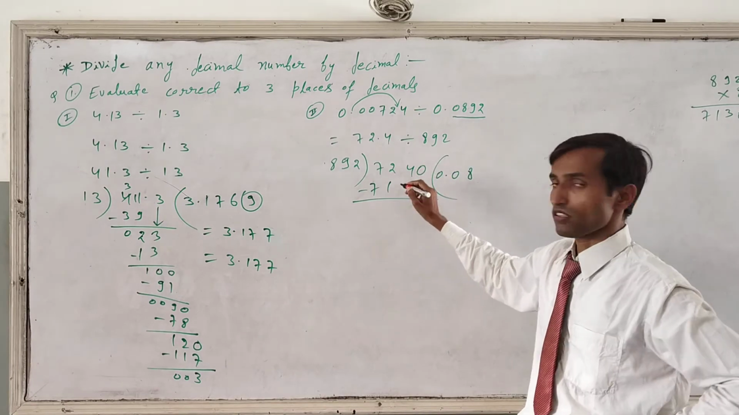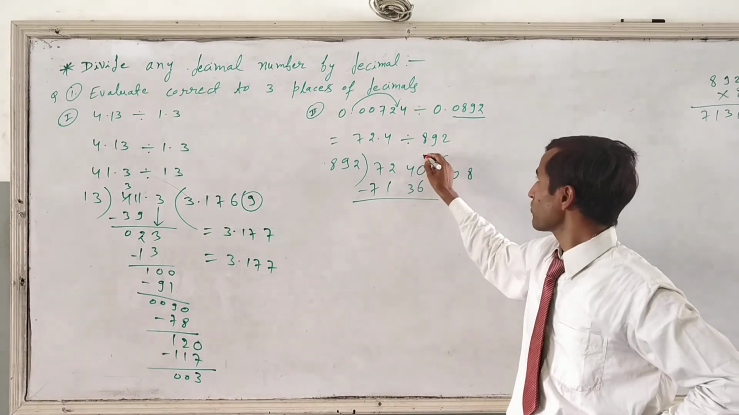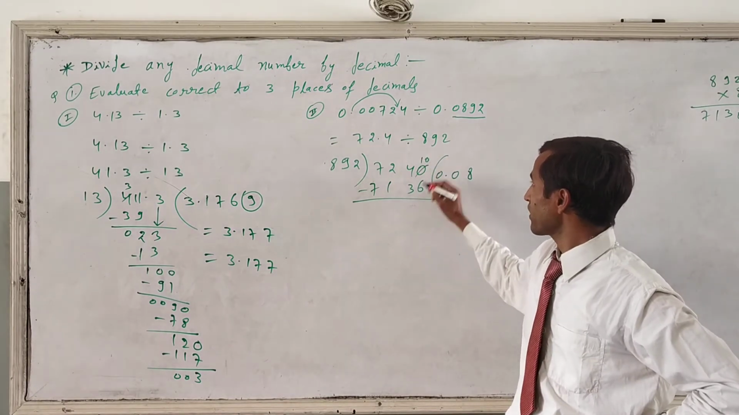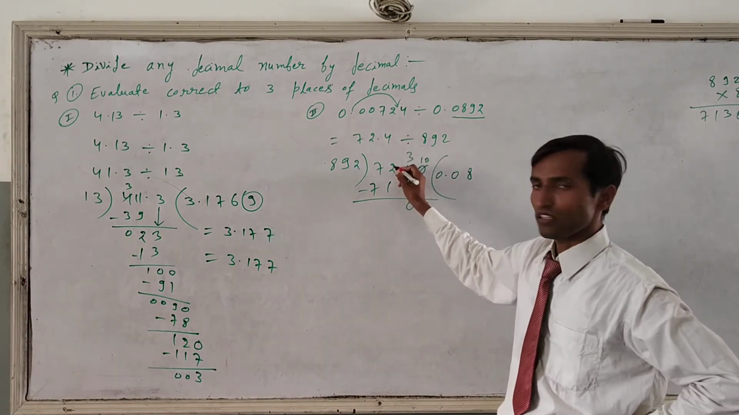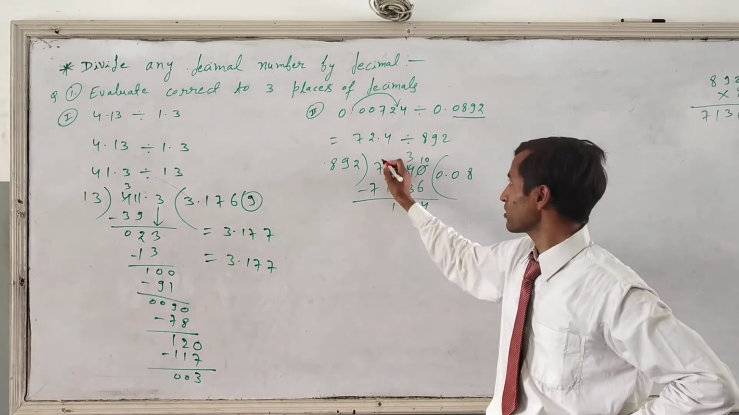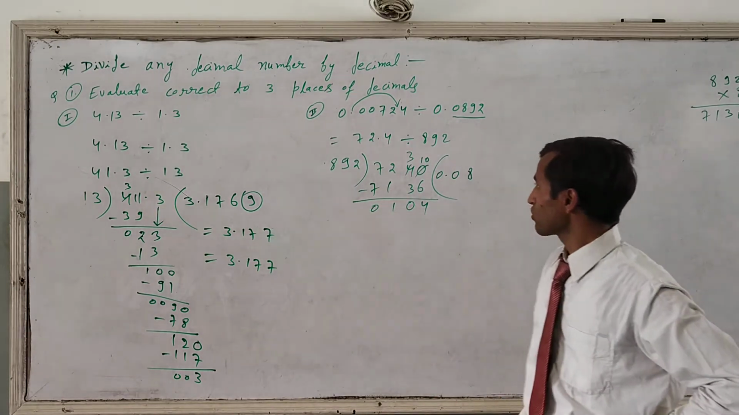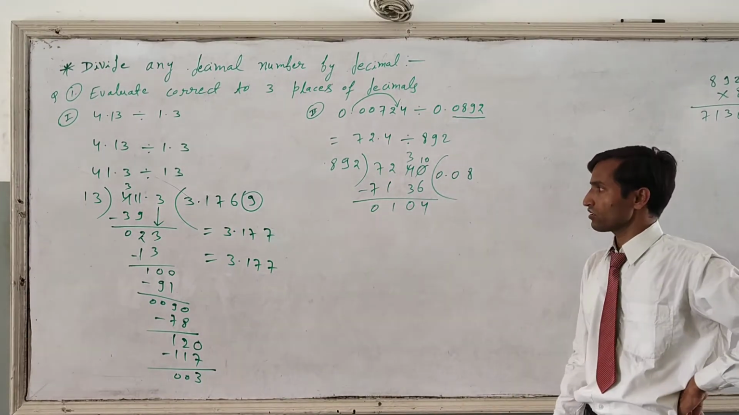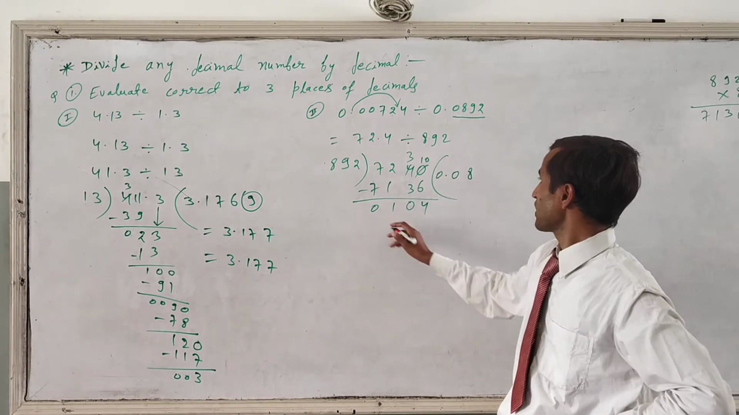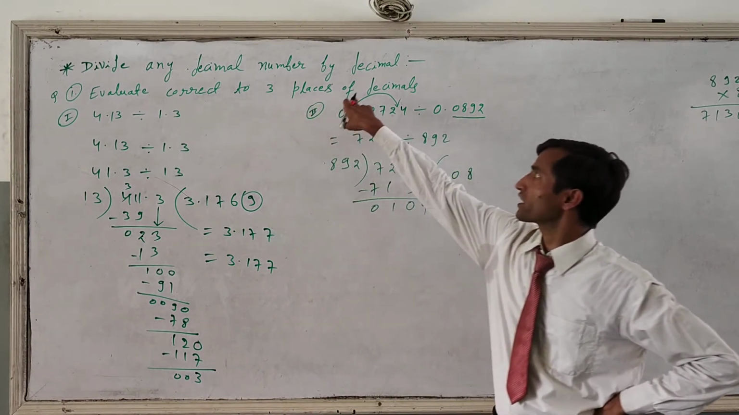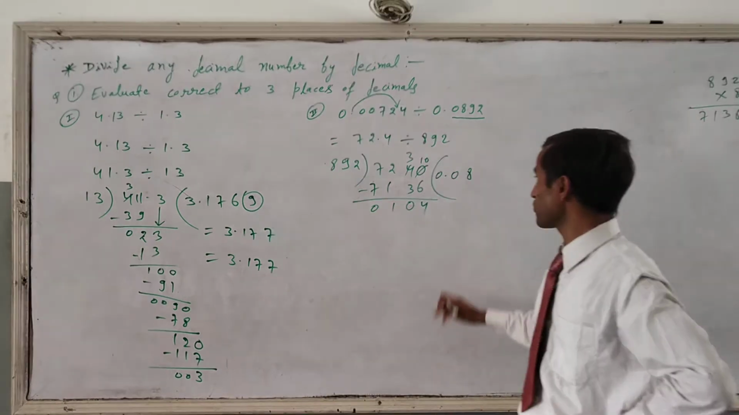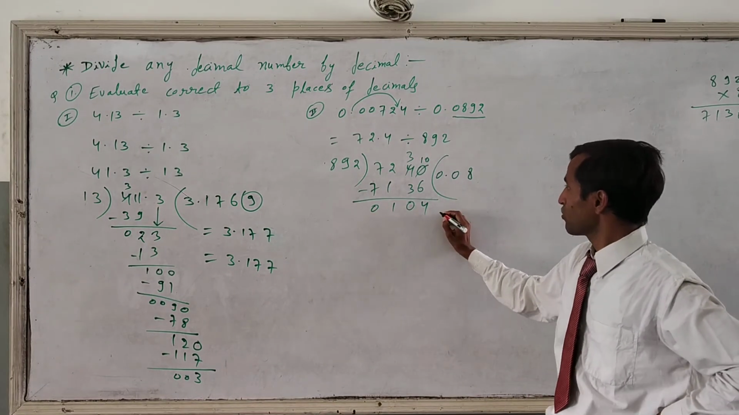First of all, we have to subtract. For that you have to take a borrow, and then it will come 10. 10 minus 6, 4 will come. This one is 3. 3 minus 3, 0. And 2 minus 1, 1 will come. And 7 minus 7, 0. So the remainder is 104. After that, again we have to divide, because the question is asking to evaluate up to 3 decimal places. So we have to put one more 0 here.